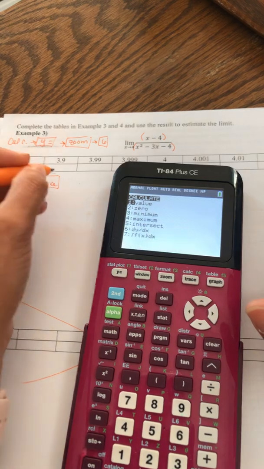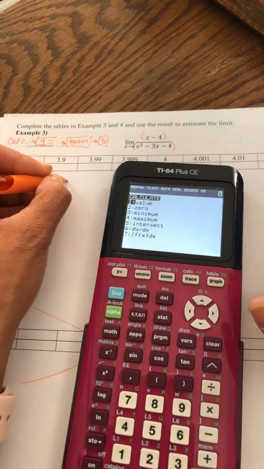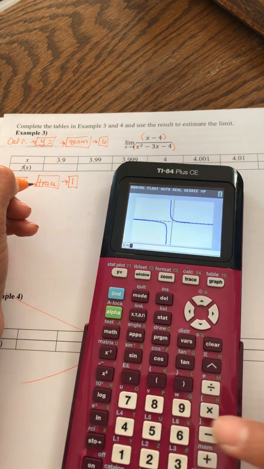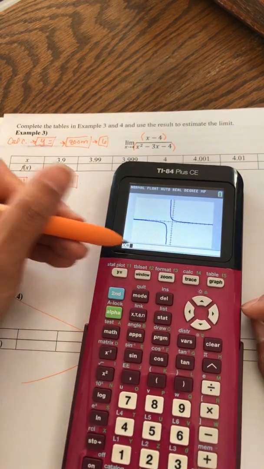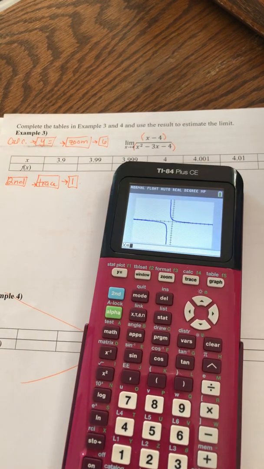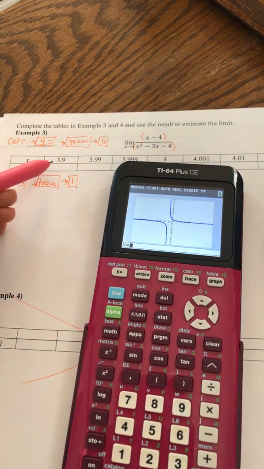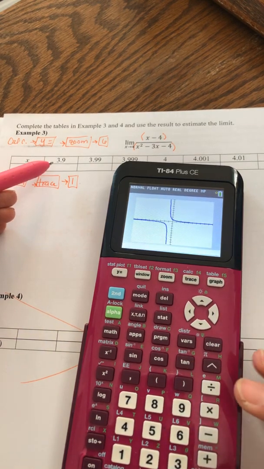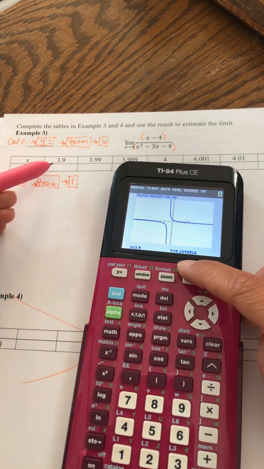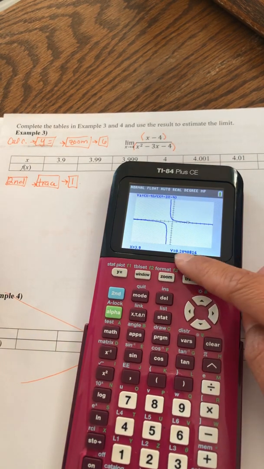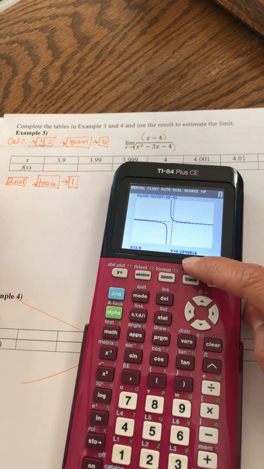And then I have to hit the number 1 button because I want a value. See how it says x equals and then there's a blinky thingy? From there, I'm gonna type in these x values. The first one I have on my table is 3.9. So I'm gonna hit 3.9 and then enter. And then it gives me the y value, 0.20408816. I'm gonna round that to 4 decimal places, so 0.2041.